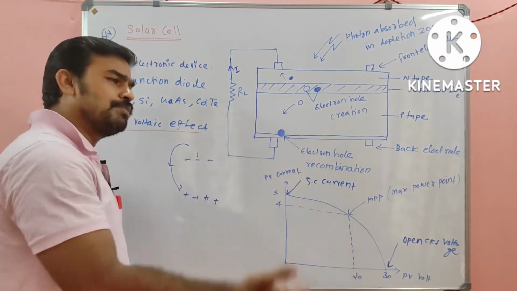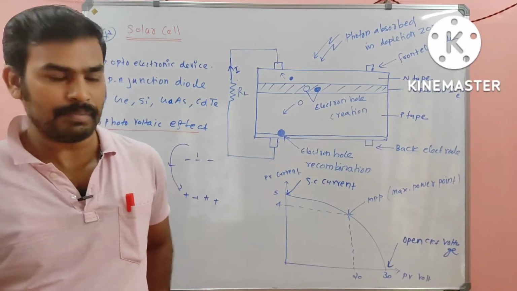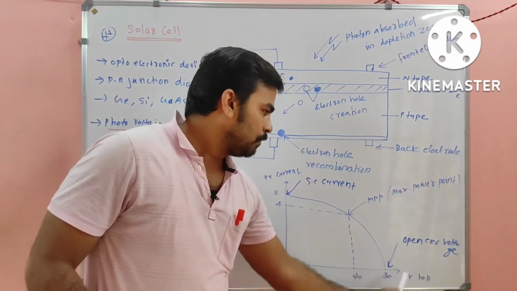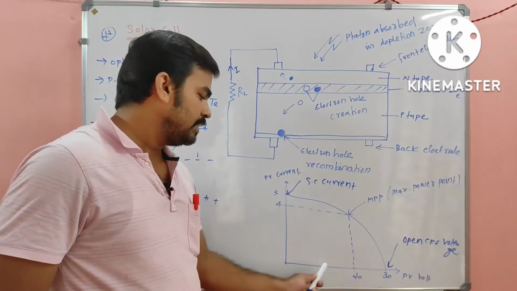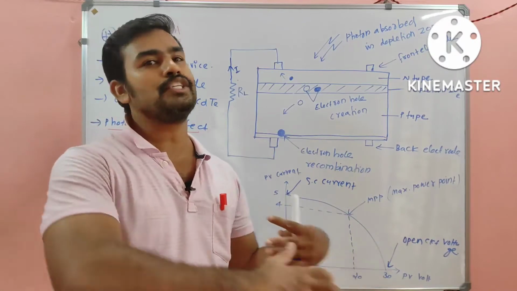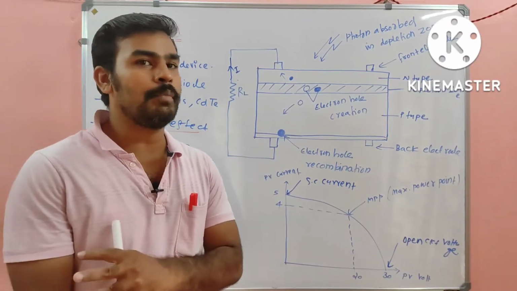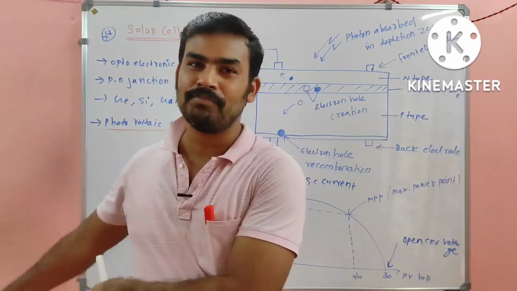There are so many calculations in order to calculate the maximum power point, because at open circuit voltage the current is 0, and at short circuit current the voltage is 0. Then how can we get a maximum power, maximum voltage into maximum current? Not the open circuit voltage, because at that time current is 0. Not the short circuit current, because at that time voltage is 0.